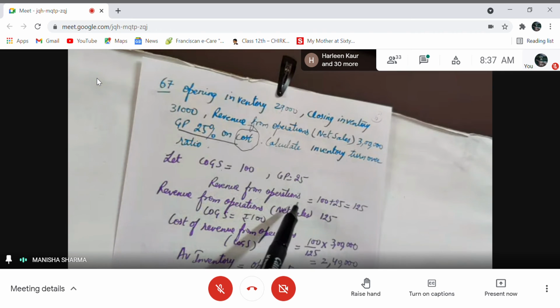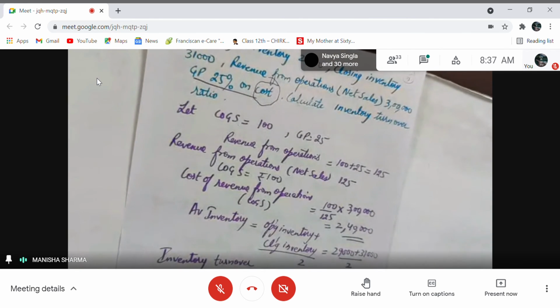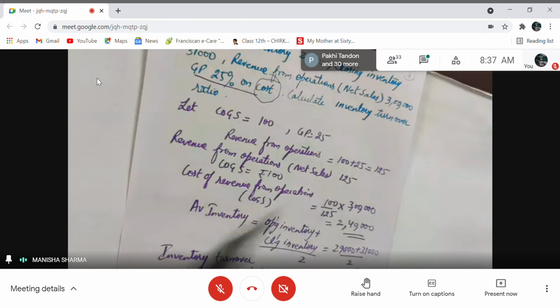It means revenue from operations will be the basic cost of goods sold, 100, plus GP. If the cost of the good is 100, then 100 plus 25 is 125. So the sales would take place at 125 if the cost was 100 and 25 is the gross profit earned. So revenue from operations, that is net sales, is 125 and COGS is 100.